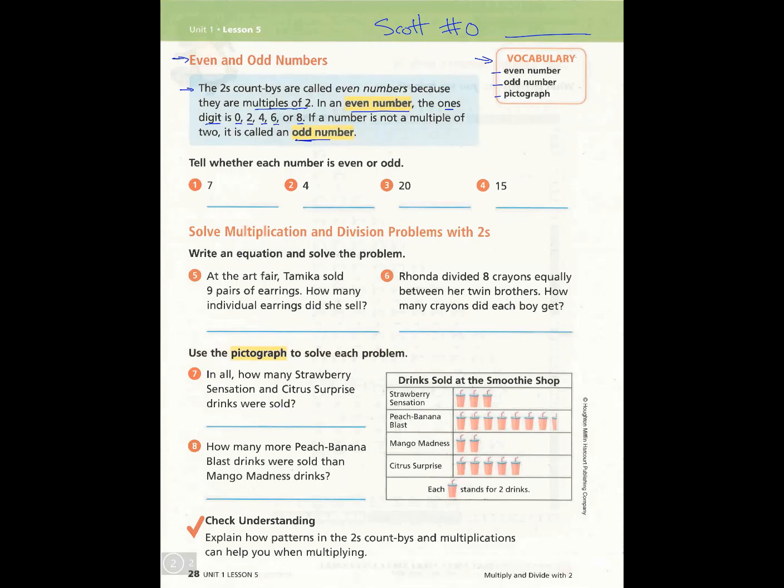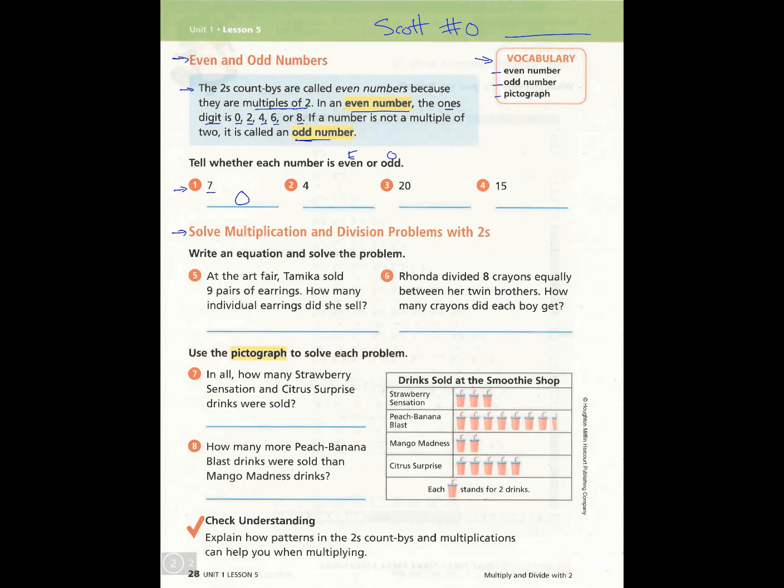So again, you're looking at the digit in the ones place to see if it's an odd number or an even number. Down here on numbers 1 through 4, we're just going to write an E or an O. Like for this one, 7. Well, is 7 a 0, 2, 4, 6, or 8? Nope. So that's an odd number. So go ahead and fill in those. Pause the video if you need to. Fill in those, 2, 3, and 4. And when you're ready to go on, start the video back up.